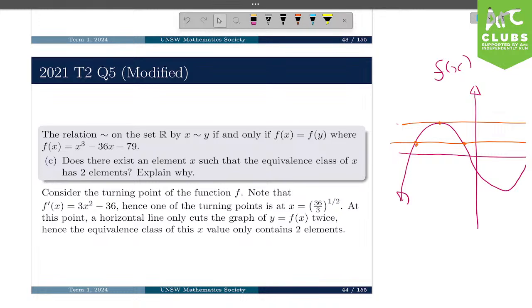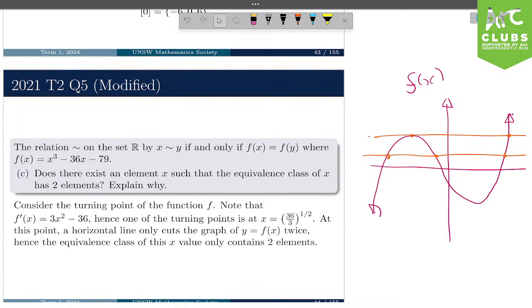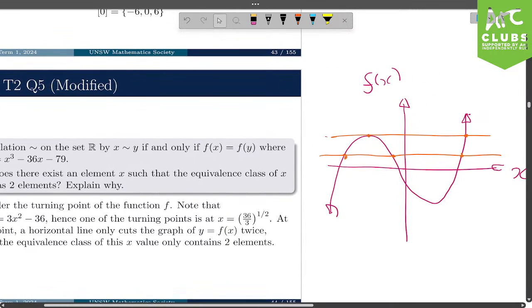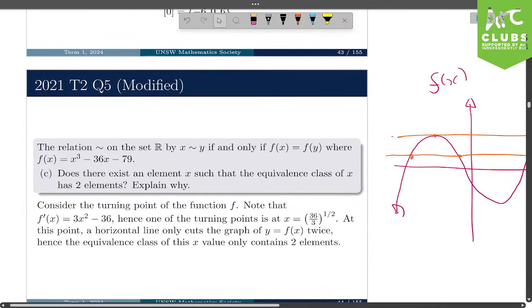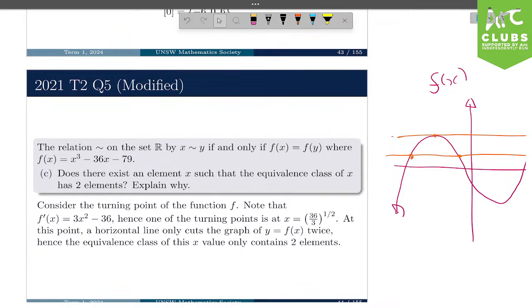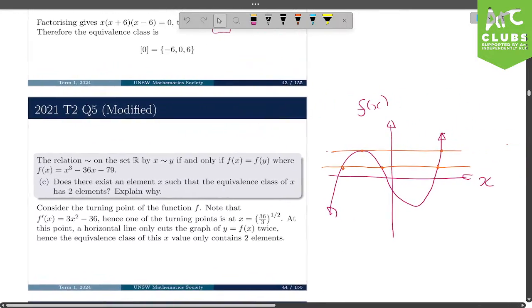So if we consider our point at the turning point, the horizontal line will intersect at this hump once, and it will intersect the graph again at another point. So that means the equivalence class of our value, x equals the square root of 12, will only contain 2 elements. That's basically the whole idea of it.